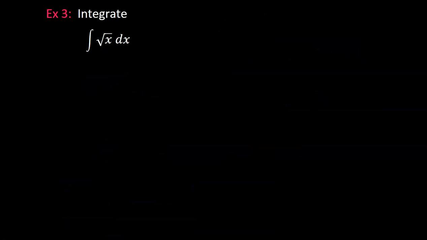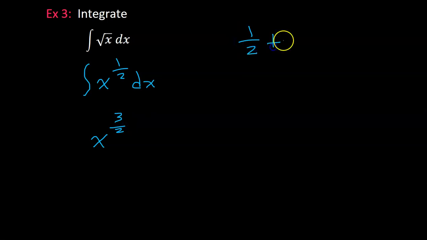Example 3, let's find the integral of the square root of x dx. Let's rewrite the square root of x as x to the 1/2 power. Now we can easily do the power rule. So remember, the power rule for integration is that we will increase this by 1. So that will give us x to the 3 over 2 power, right? Because 1/2 plus 1 is the same as 1/2 plus 2 over 2. That's 3 over 2. So we're adding 1, and then you divide by that new power.